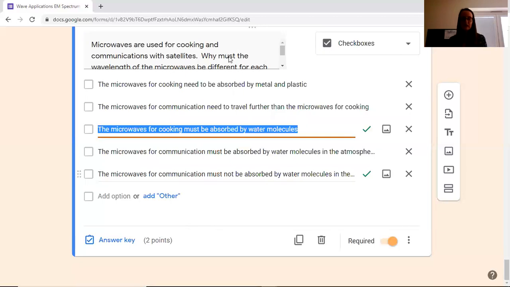You're now feeling a little more confident in what's going on with the electromagnetic spectrum.